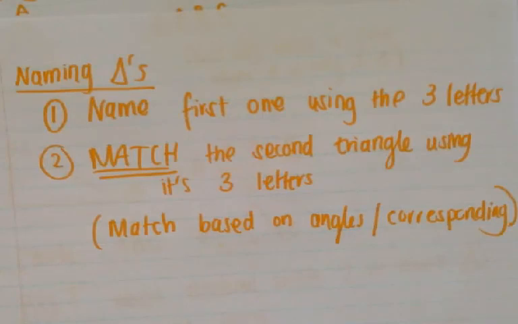So we need that when we compare, because similarity is comparing 2 triangles. And we are comparing the corresponding angles and sides in each triangle. So we need to know what that looks like when it comes to the names.